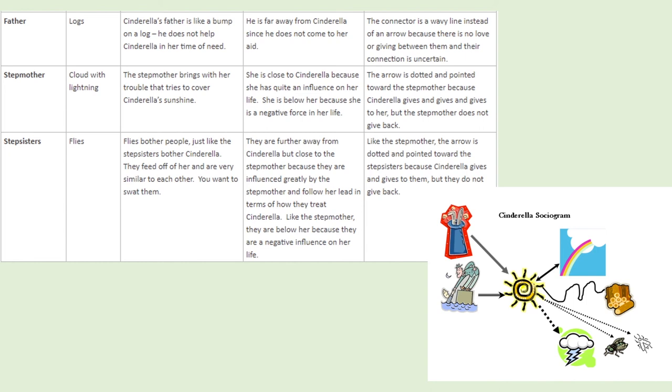And finally, the flies on the picture represent the stepsisters. Flies bother people, just like the stepsisters bother Cinderella. They feed off of her and are very similar to each other. You want to swat them. They're further away from Cinderella, but close to the stepmother because they're influenced greatly by the stepmother and follow her lead in terms of how they treat Cinderella. Like the stepmother, they are below her because they are a negative influence in her life. And then the arrow is also dotted just like the stepmother and pointed toward the stepsisters because Cinderella gives and gives and gives to them, but they do not give back.